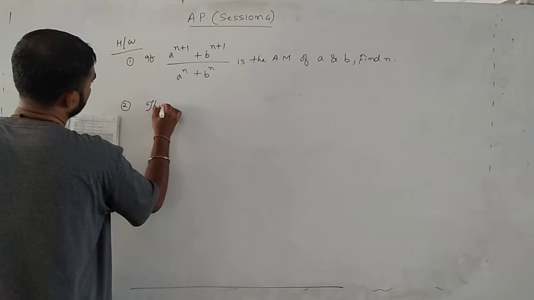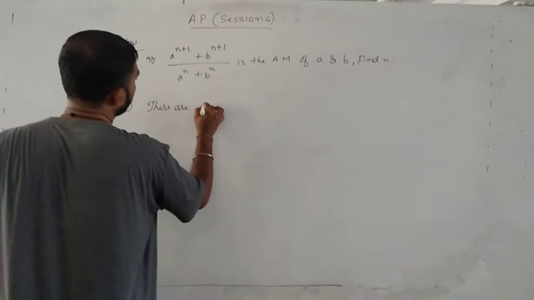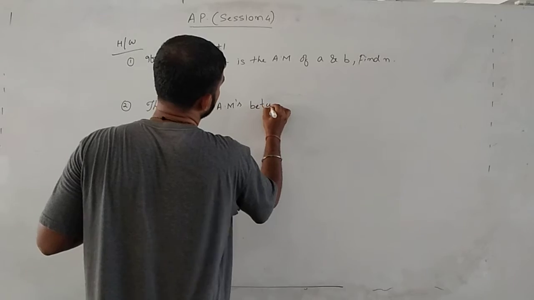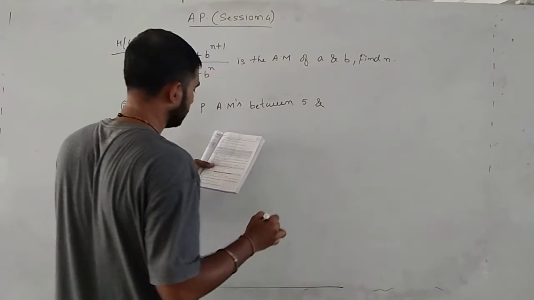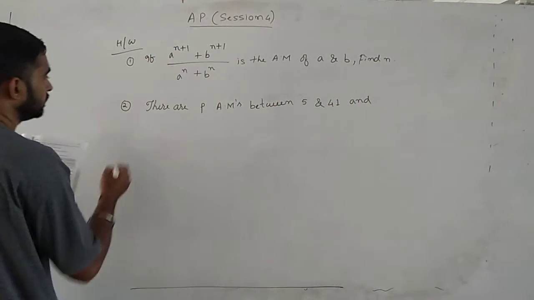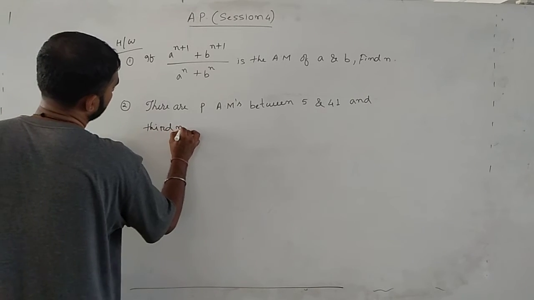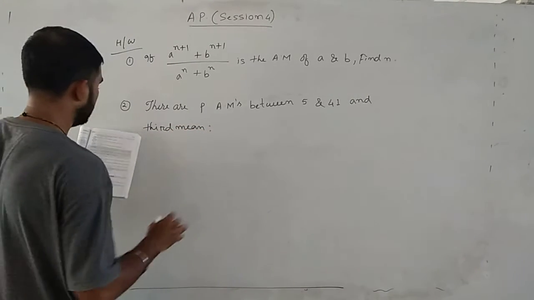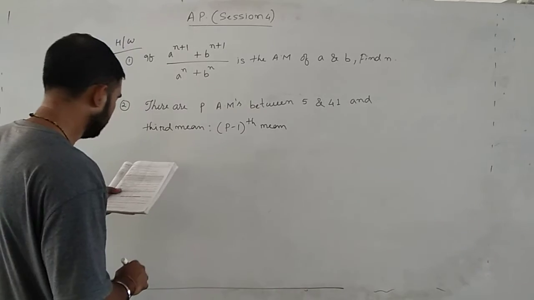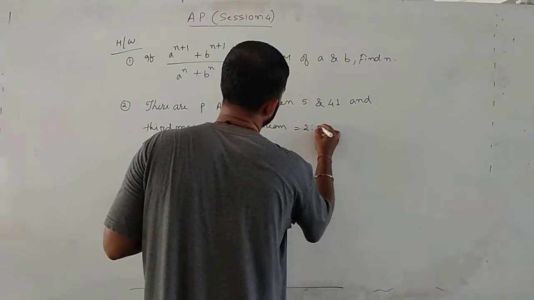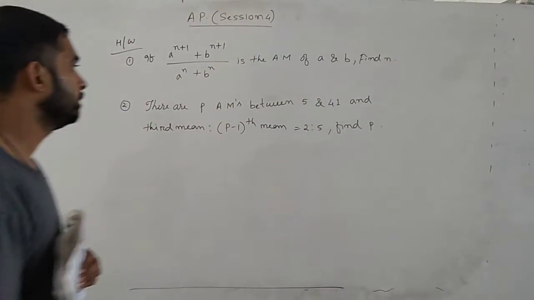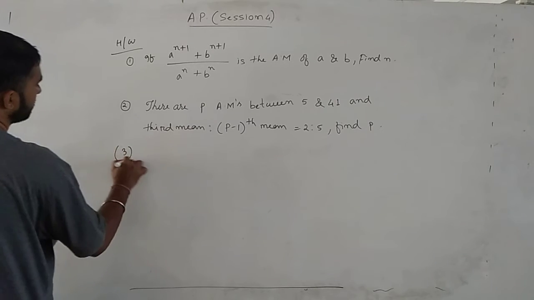There are p arithmetic means between 5 and 41, and the third mean is to the p minus 1 mean in the ratio 2:5. Find p. Next question.